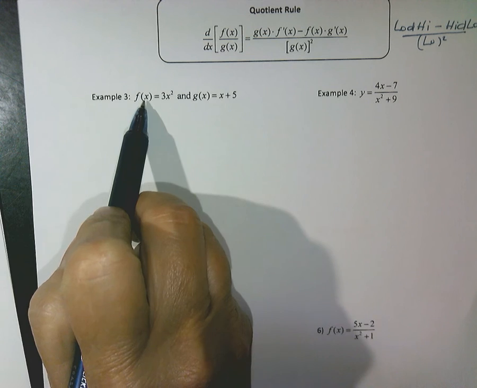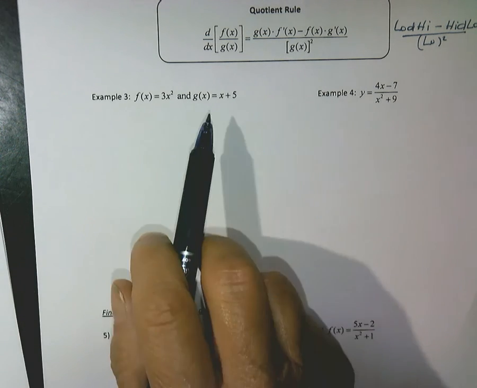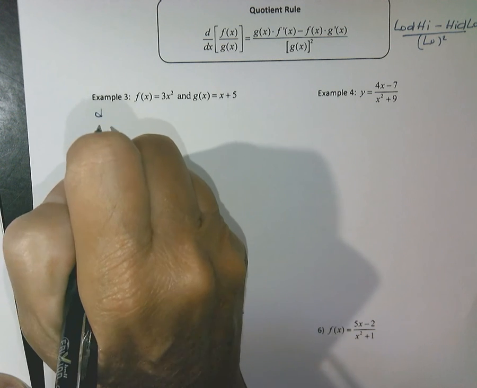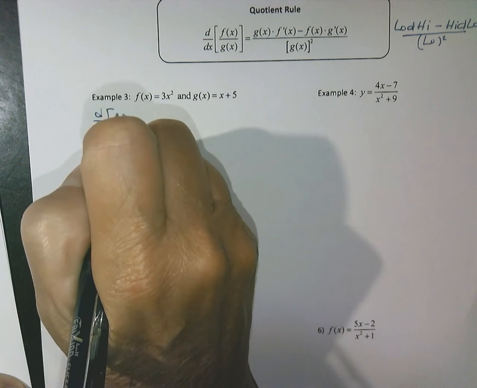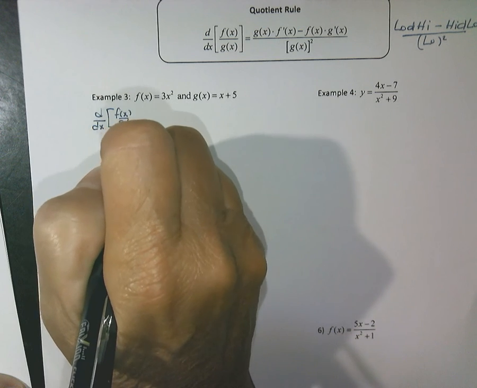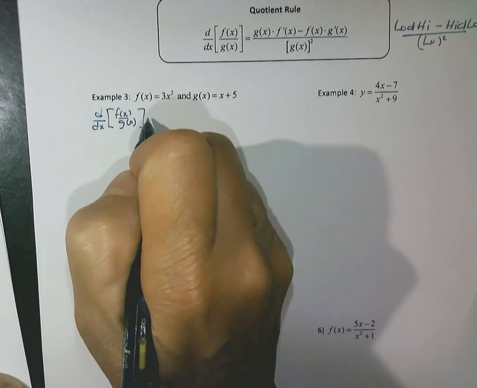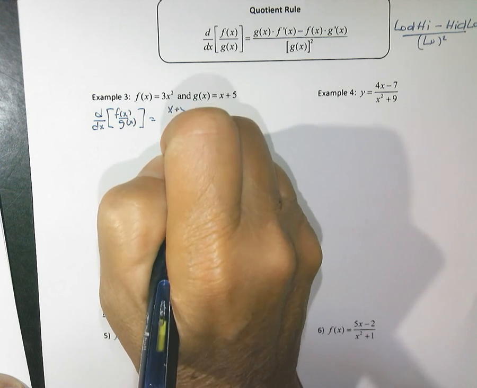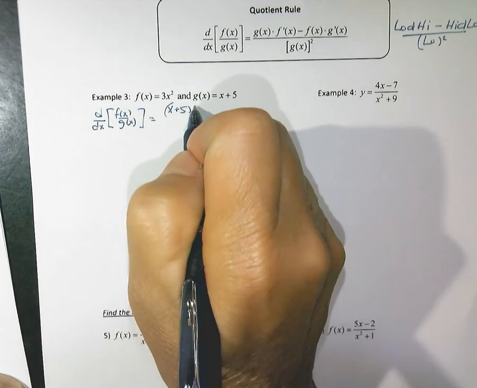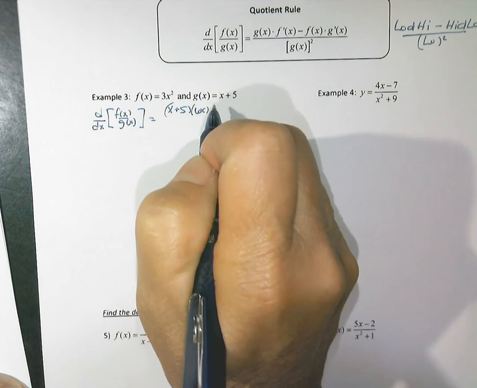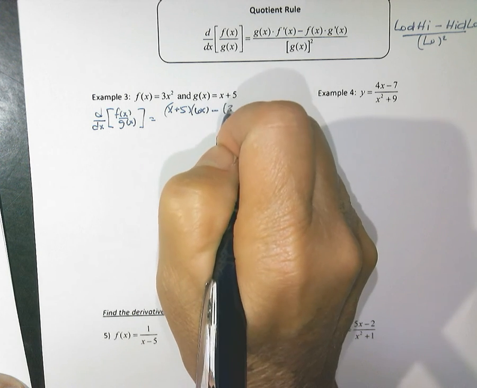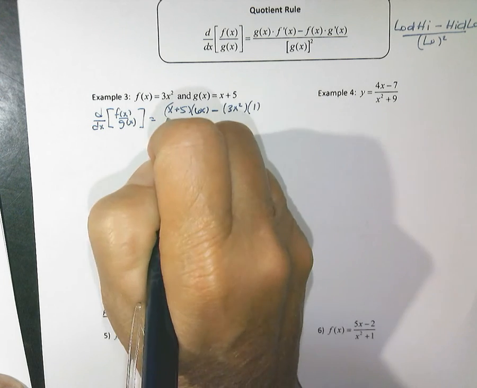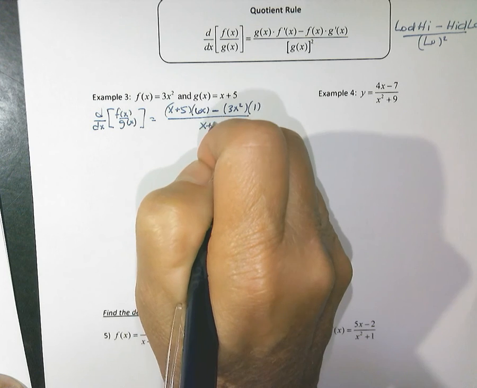If this is f of x, 3x squared, and this is g of x, and I want to find the derivative with respect to x of f of x over g of x, I'm going to take the denominator multiplied by the derivative of the numerator minus the numerator multiplied by the derivative of the denominator, all over the denominator squared.